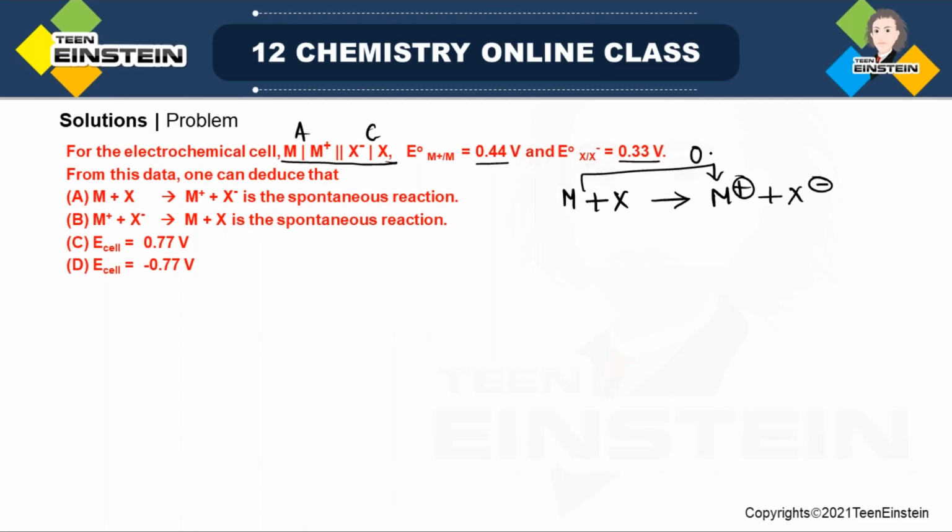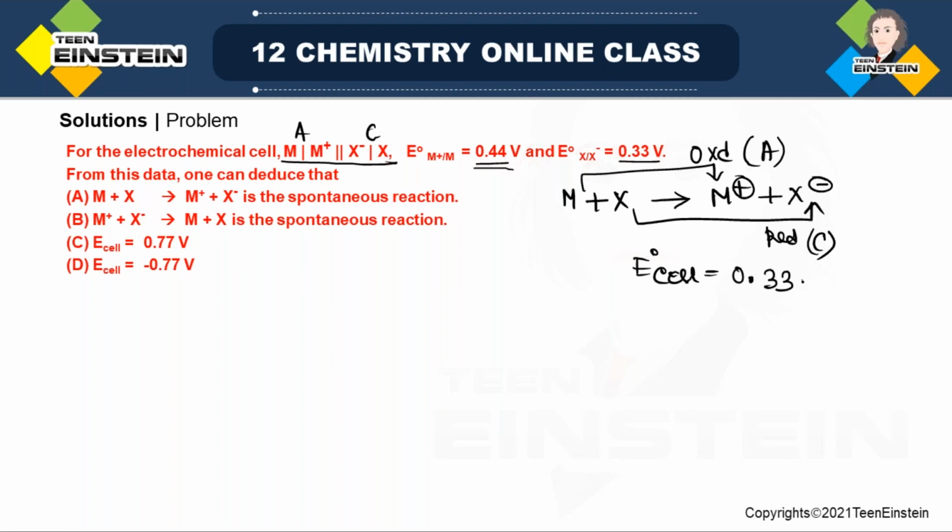So this system is oxidation, this system is reduction. That means if you want to find out E naught cell, you have to write the reduction potential for the reduction system, which is cathode. This is cathode, this is anode. So for cathode, it is 0.33, and for anode, it is 0.44. So obviously, this is negative. This is not possible. This reaction is not spontaneous.